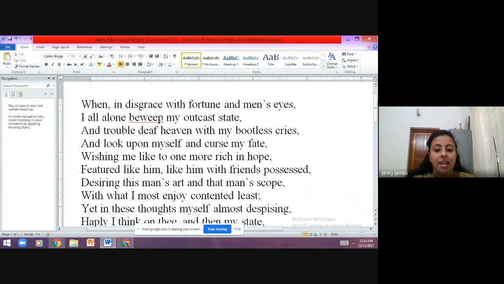Now, wishing me like to one more rich in hope, featured like him with friends possessed, desiring this man's art and that man's scope, with what I most enjoy, contented least. Wishing me like to be one more rich. I wish I am like that person who's all rich in hope, who's all hopeful, who's all positive spirited, who's all rich and wealthy.